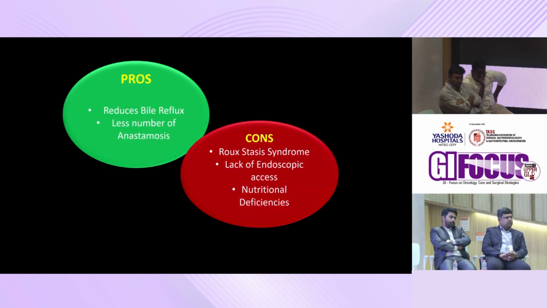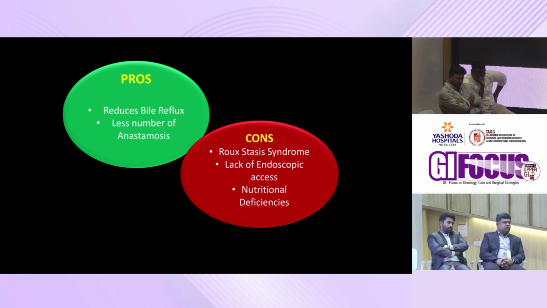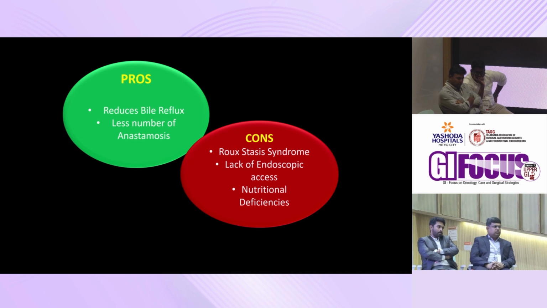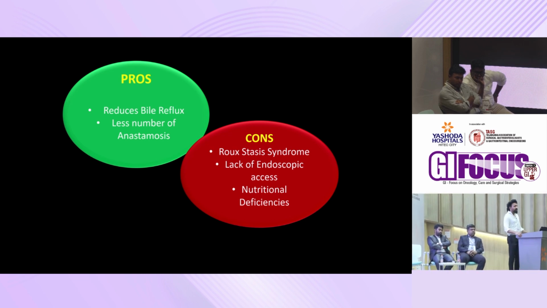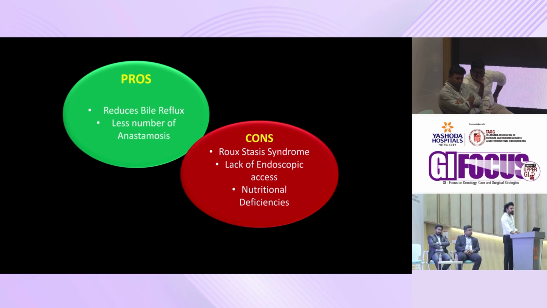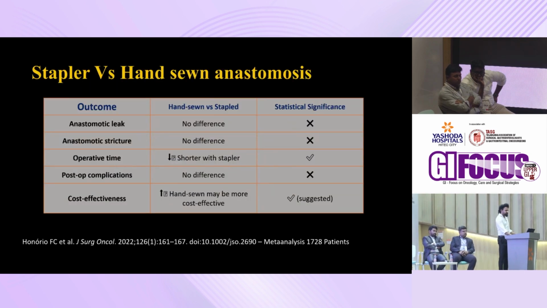So, what are the benefits of it? It will cause reduced bile reflux, and apart from your duodenal stump closure, you will have only 2 anastomoses. But it carries Roux stasis syndrome. You will lose the endoscopic access, and definitely post gastrectomy you may have nutritional deficiencies.